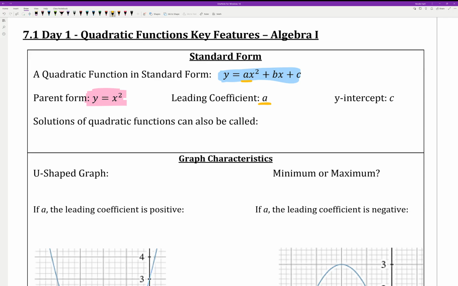And then the number at the very end, c, is going to be our y-intercept, which is where we cross the y-axis. This is always going to occur when x is equal to 0. So 0, comma c is the location of the y-intercept where the graph crosses the y-axis.